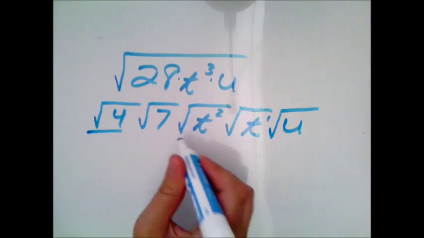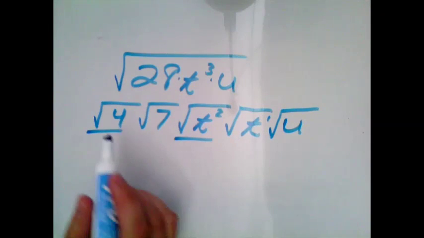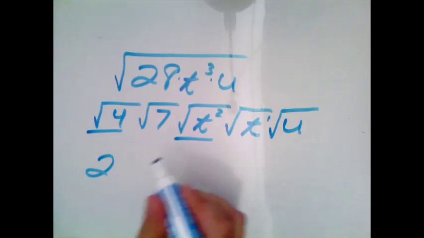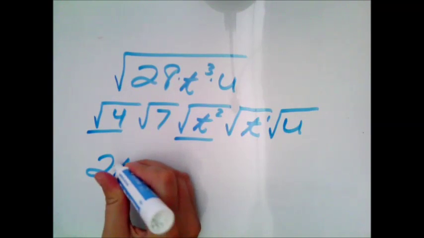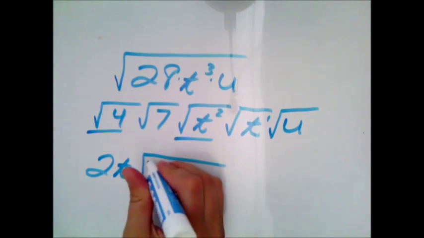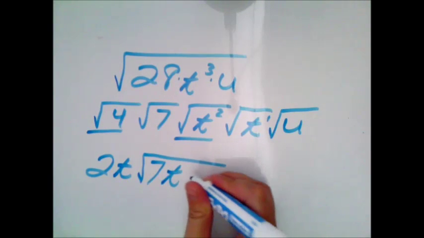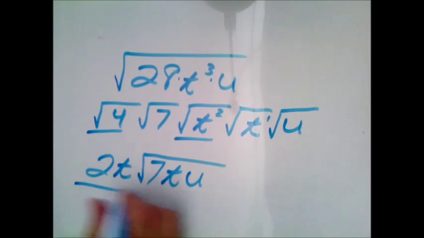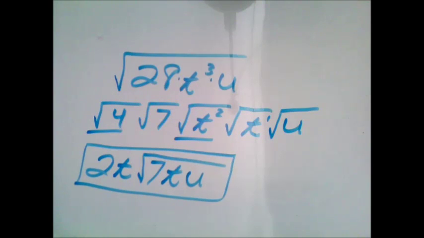So what are the parts I can take the square root of? I'll underline. Square root of 4 is 2. Square root of t squared is t, right? Because t times t would give you t squared. And then I'll say that's multiplied by all the stuff that's still trapped under the square root. So 7, t, and u are under the square root.